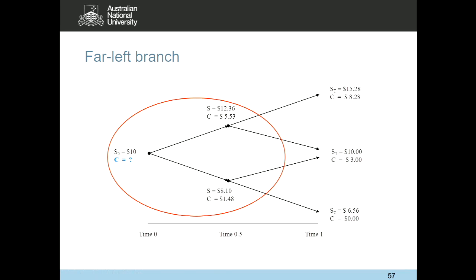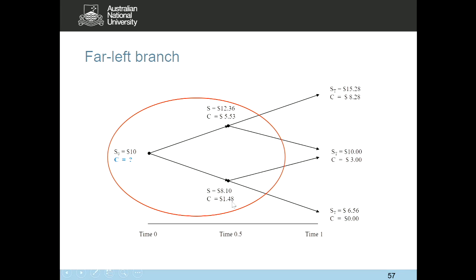And finally, we are standing in the present. We're standing at time 0. And we're asking the same question. What would be the expected payoff of this call option 6 months from today? If the share price increased to $12.36, it would have a payoff of $5.53. How do we get $5.53? We discount it back from the upper right branch here, right? Now, if the share price goes down to $8.10, how much is the payoff of this call option?